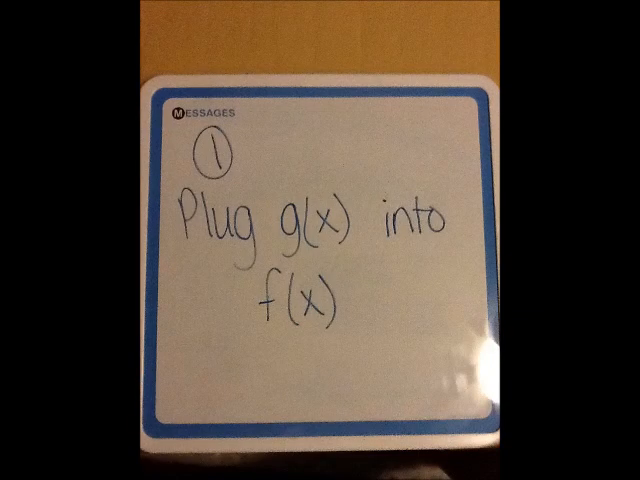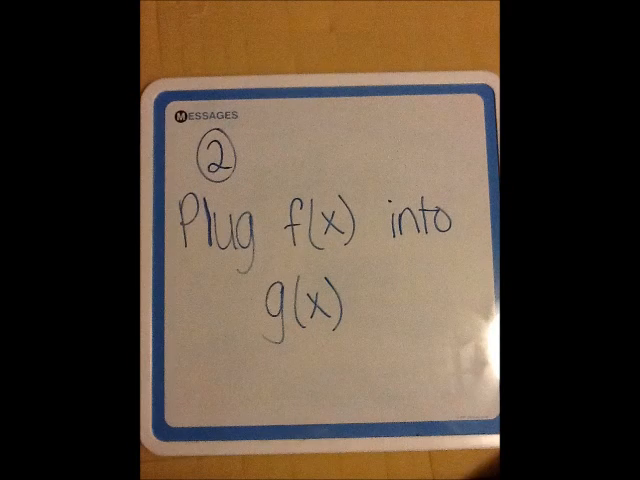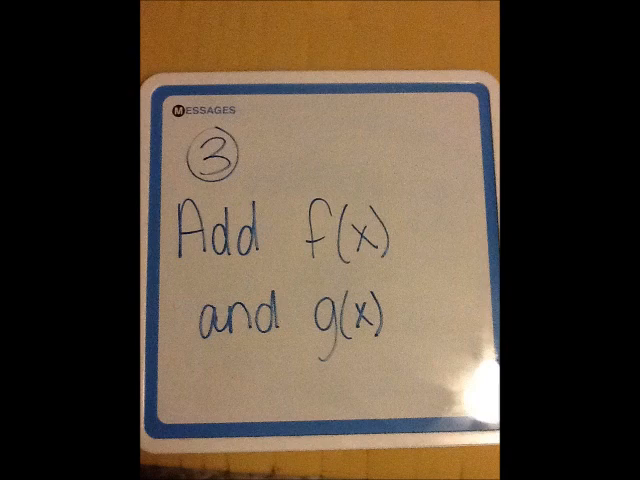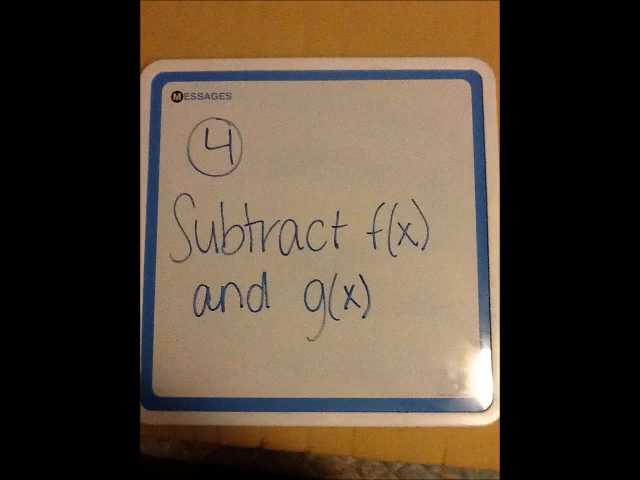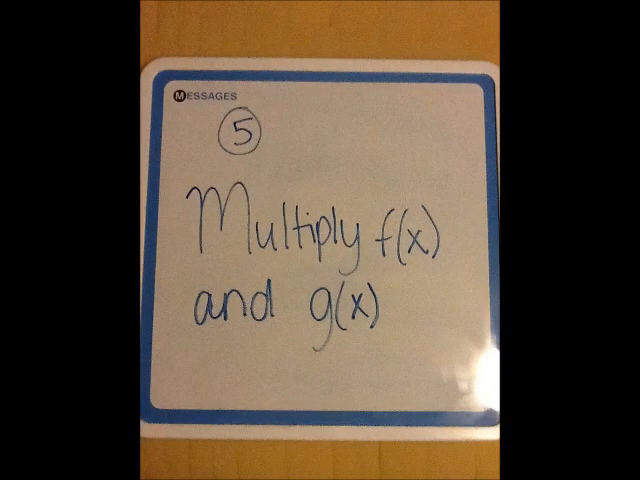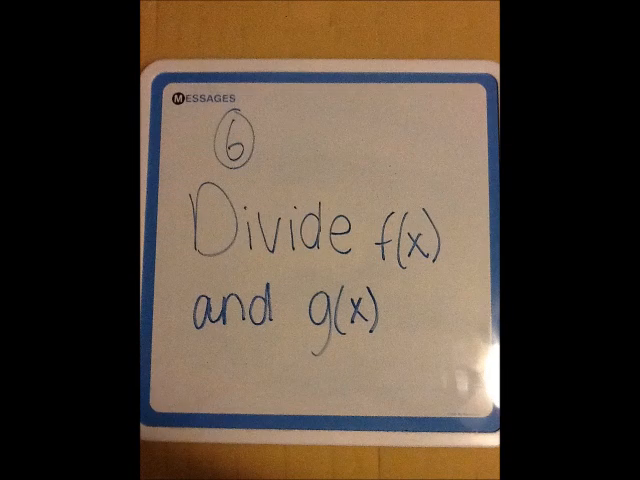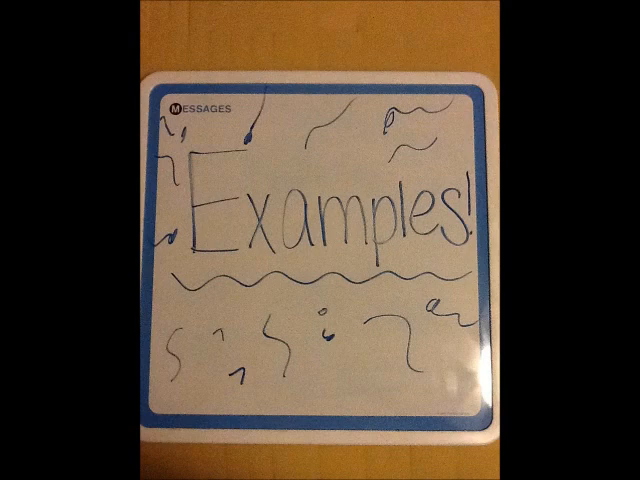1. Plug g of x into f of x. 2. Plug f of x into g of x. 3. Add f of x and g of x. 4. Subtract f of x and g of x. 5. Multiply f of x and g of x. And 6. Divide f of x and g of x. Now we will go over a few different examples of each of the types.